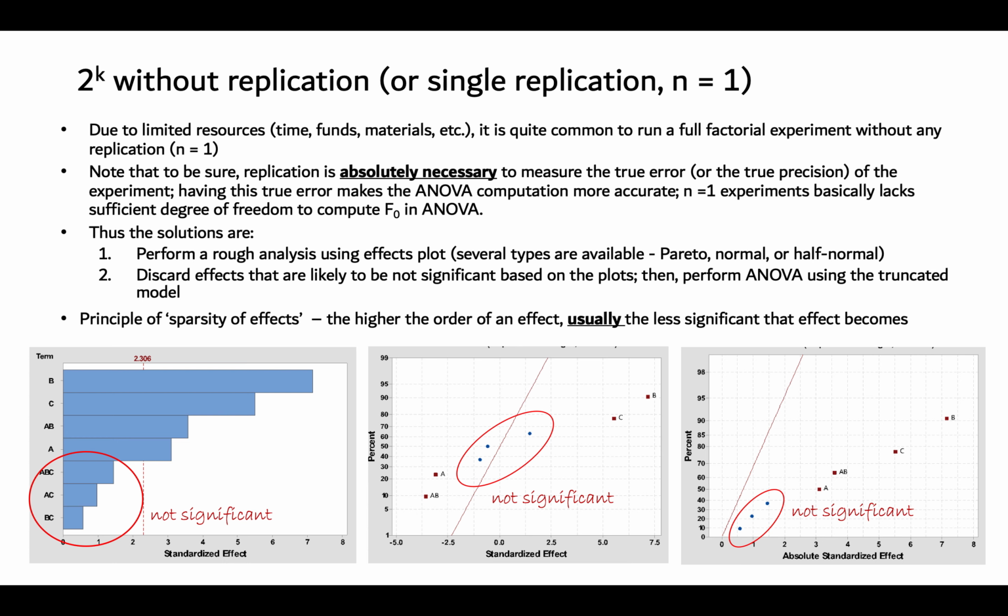In this situation, we can apply the sparsity of effects principle, which says that the system is usually dominated by the main effects and low-order interactions. So the 3-factor and higher-order interactions can be neglected.